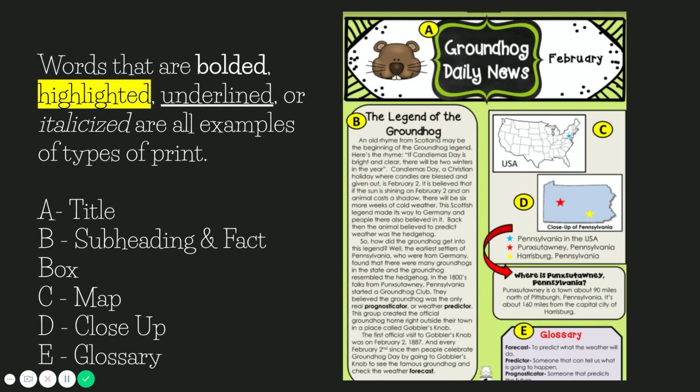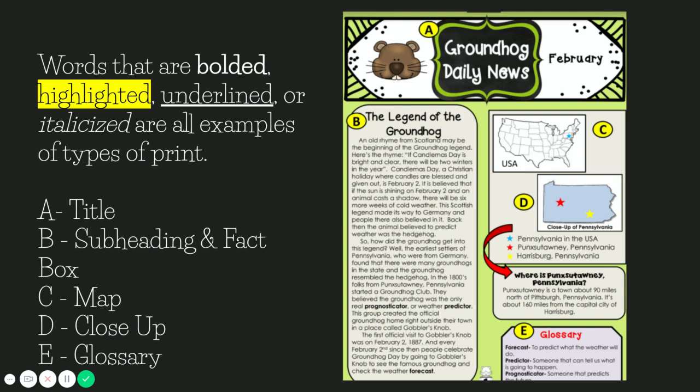And then B, we have a subheading and a fact box. This subheading is called The Legend of the Groundhog. When we think about main idea and details, the main idea is usually given to us in a subheading. It tells us the topic of what we're going to be reading in the following section. So we know by this subheading that we're going to be reading about the legend of the groundhog. There's also some information given to us here in this B section.